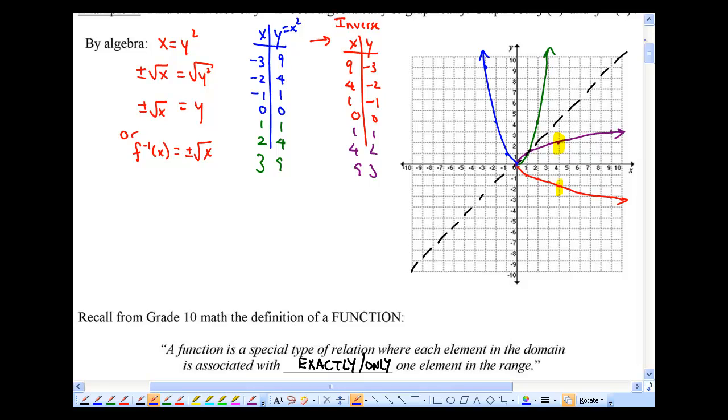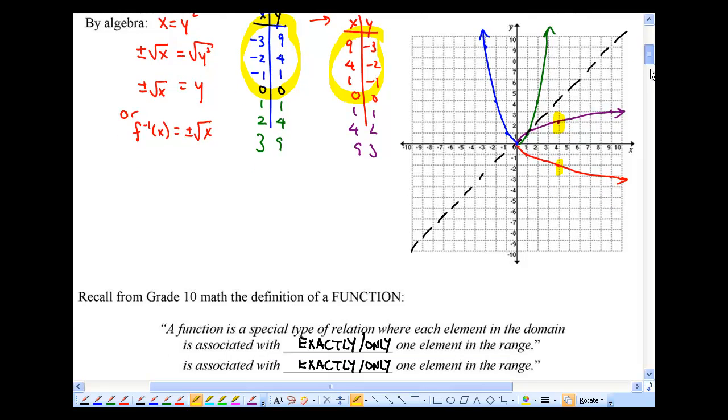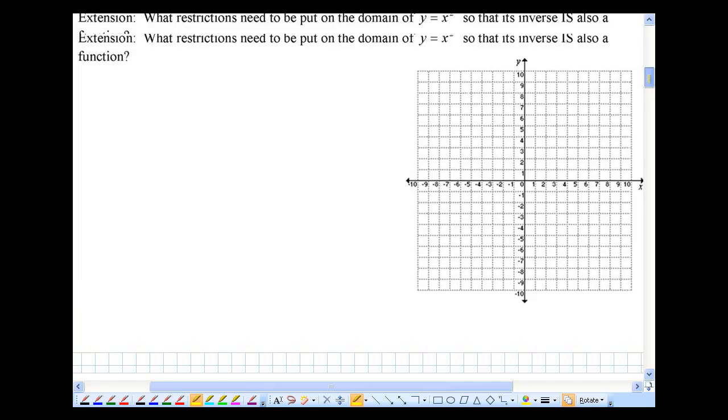Notice in my table of values over here too, that the blue values connect with the red. So if I wanted to keep the red, I'd have to look at the blue part of my original parabola. Similarly, the green matches up with the purple. So ultimately, if I want to just keep one of those parts, then on the original graph, I have to keep either the blue part or the yellow part. And that's what I want you to see here.